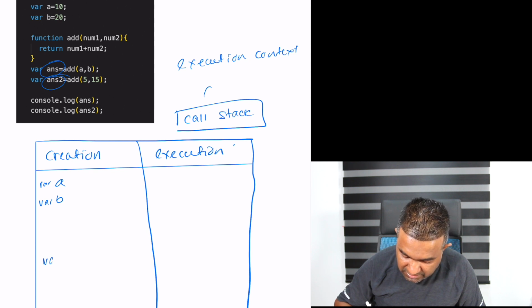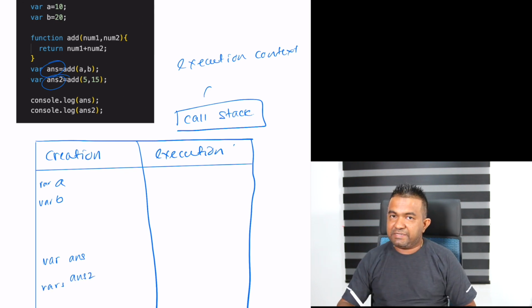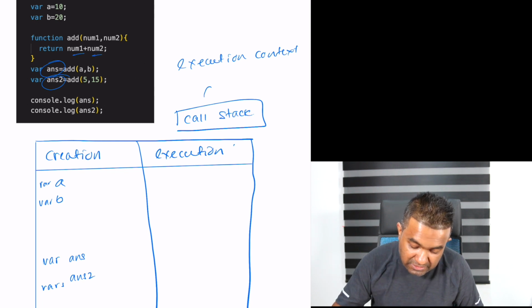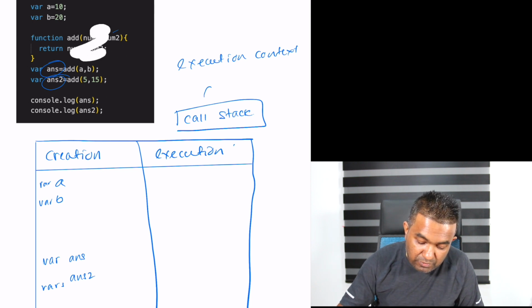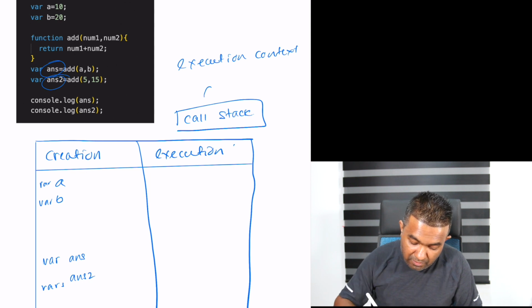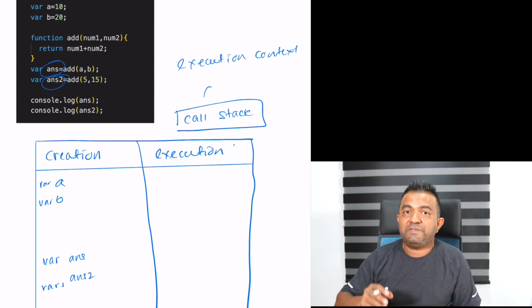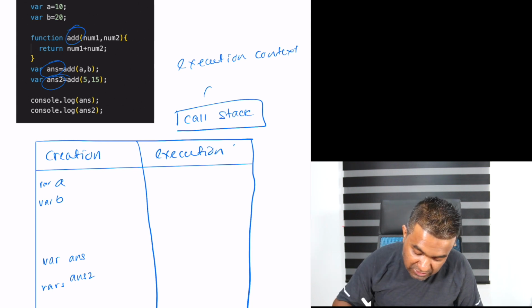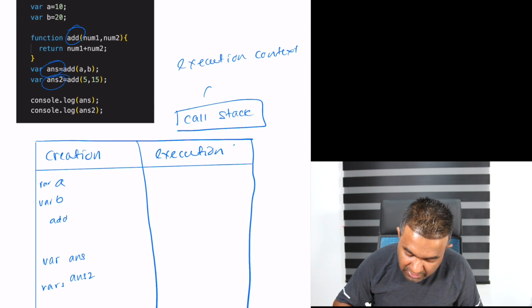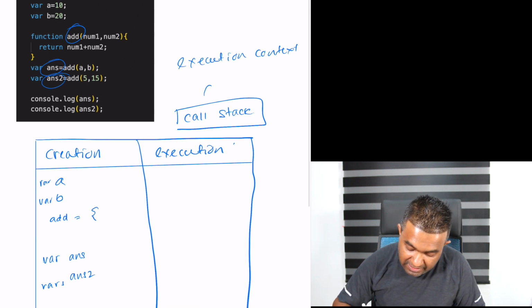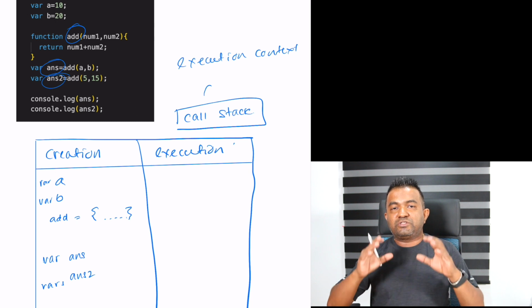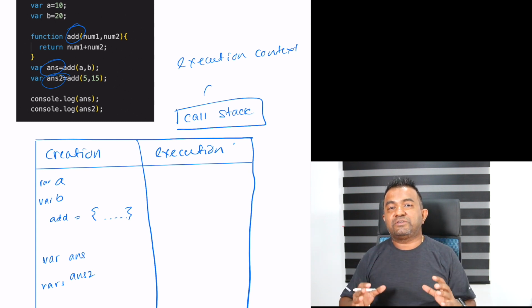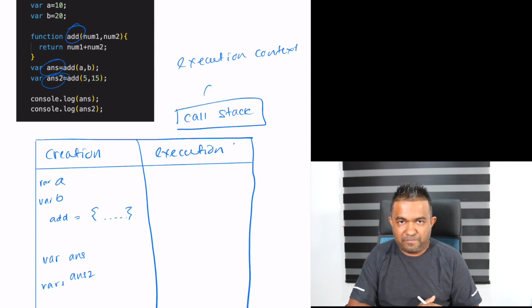I'll keep little space here because I have to do something else. Ans and ans2, right? But it will not create these two variables or these two variables, so it's both same. Now why this area? Since we have a function, this add function, it will create a variable from add function and assign this function code here. So this entire function code will come here. This is what we call global execution context, or otherwise global scope.